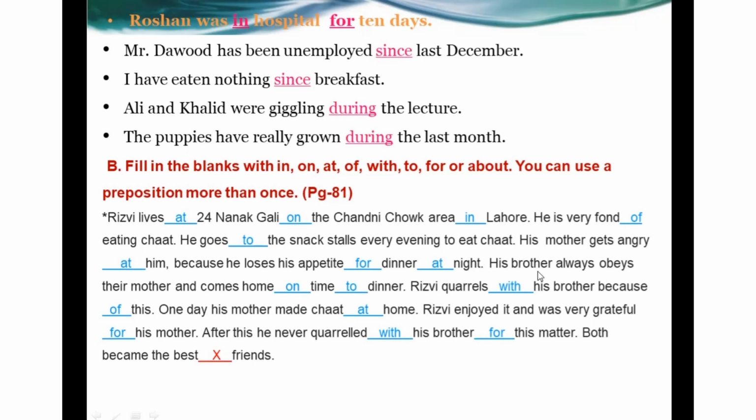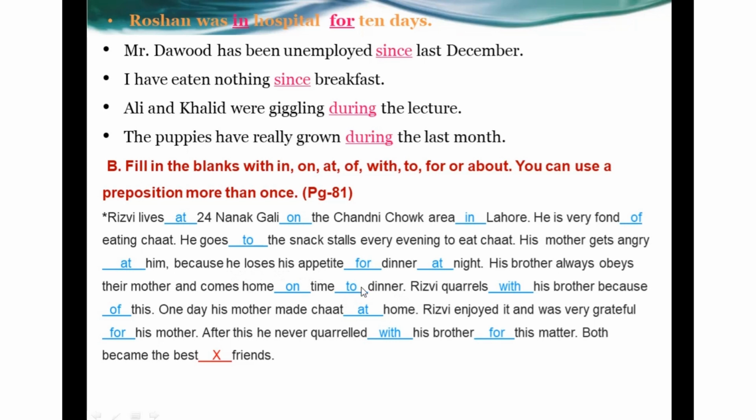His brother always obeys their mother and comes home on time. Comes home on time. On time means very punctual, regular, never late. To dinner. I will repeat again. His brother always obeys their mother and comes home on time to dinner.